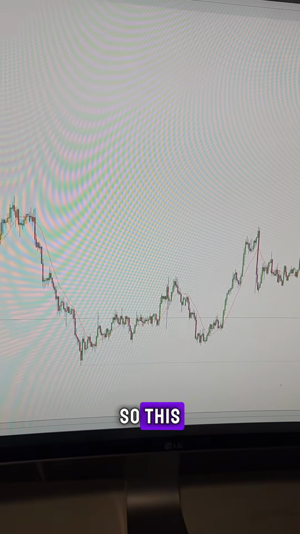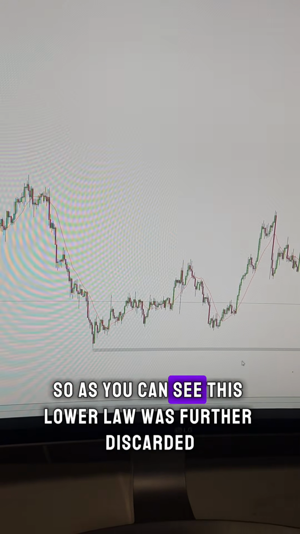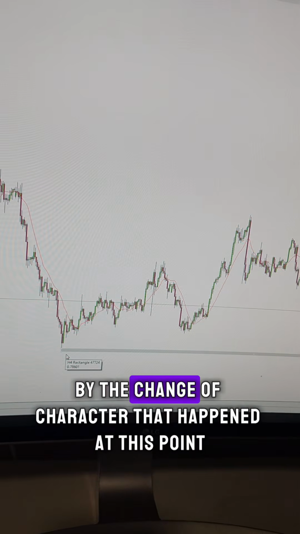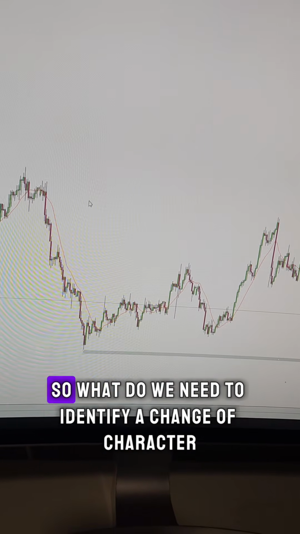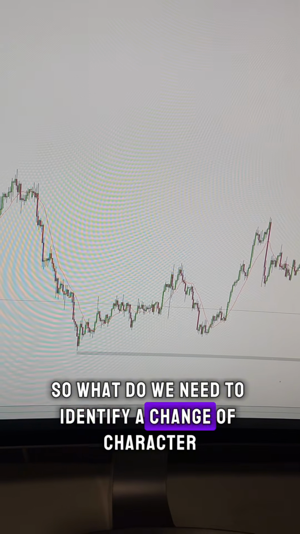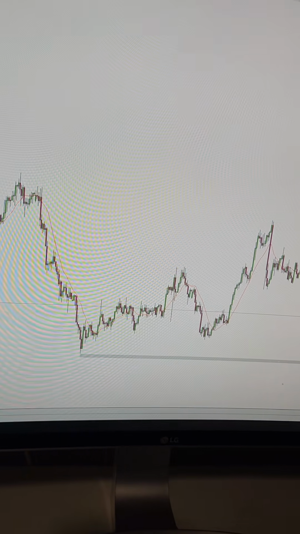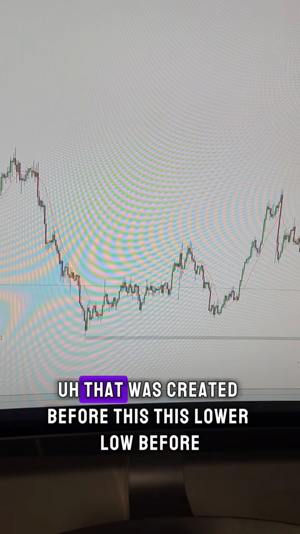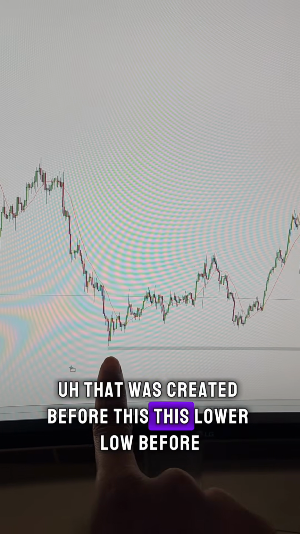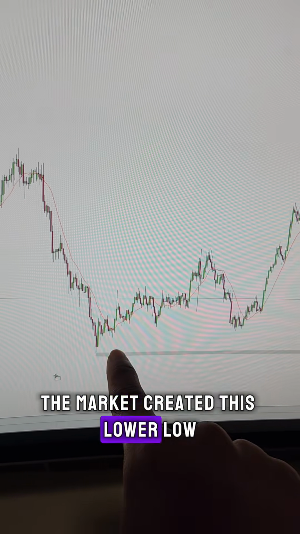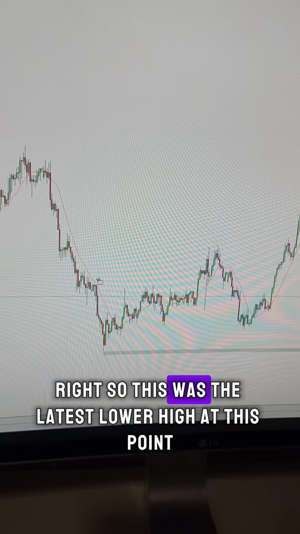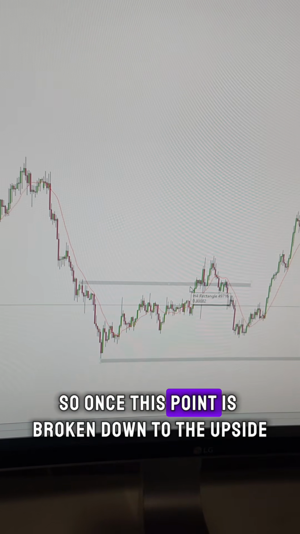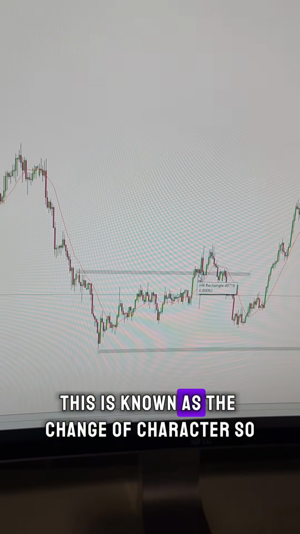So as you can see, this lower low was further discarded by the change of character that happened at this point. So what do we need to identify a change of character? We need to identify the latest lower high that was created before this lower low, before the market created this lower low, right? So this was the latest lower high at this point. So once this point is broken to the upside, this is known as the change of character.